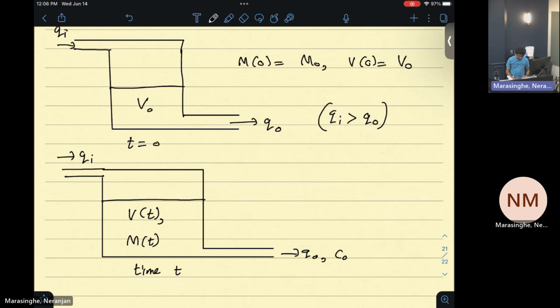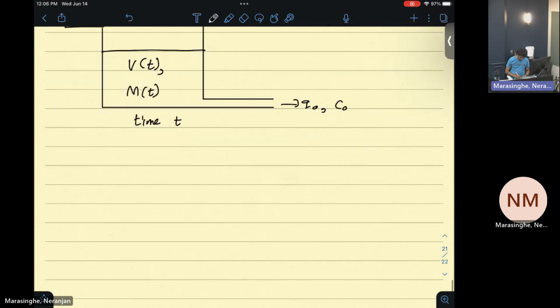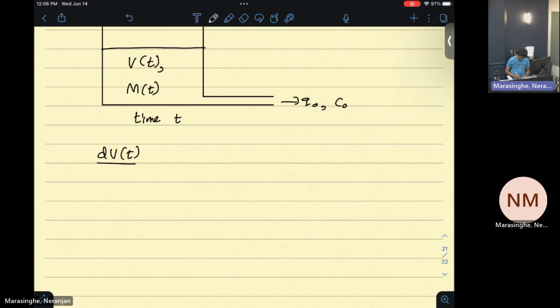Okay. So what is the rate of change of volume? It is equal to Qi minus Q naught. So rate of change of volume is going to be equal to Qi minus Q naught. Both of them are constants. Then you can easily find Vt by solving this differential equation. You can use the separable method.